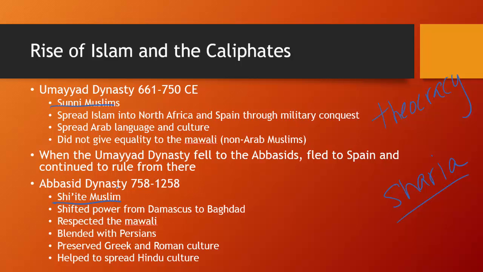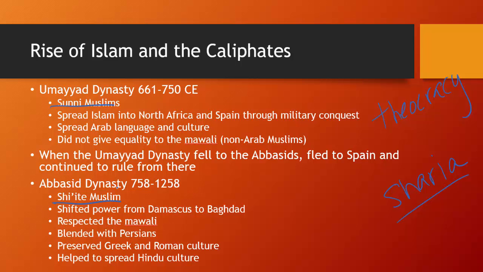So the Umayyad dynasty comes first. They helped to spread Islam, so a political change, the Umayyad dynasty taking over and beginning to conquer, leads to a cultural change, the spreading of Islam into North Africa and to Spain. They also spread Arab language and culture. And they did not give equality to the Mawali, which are the non-Arab Muslims. If you remember anything about Islam, know that all Muslims are supposed to be considered equal before Allah.